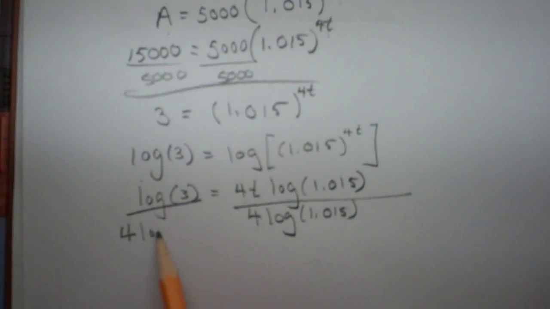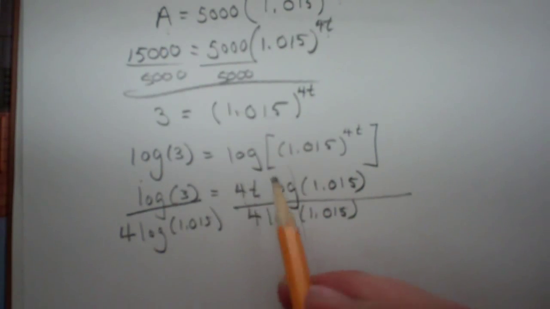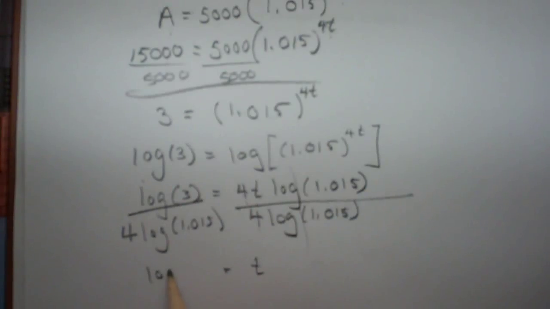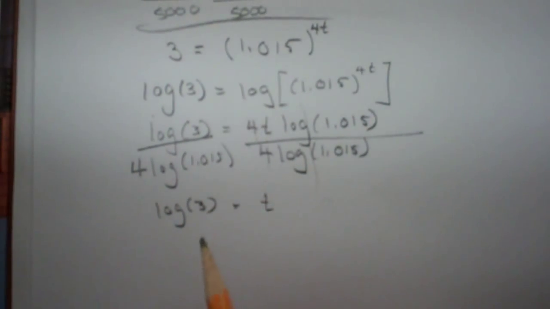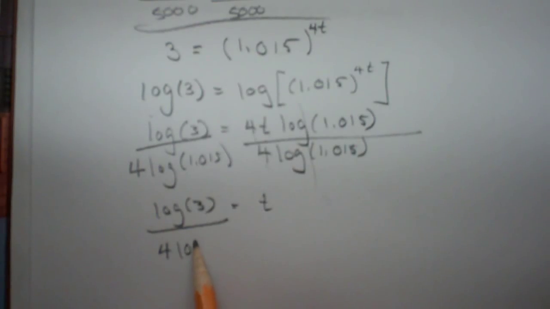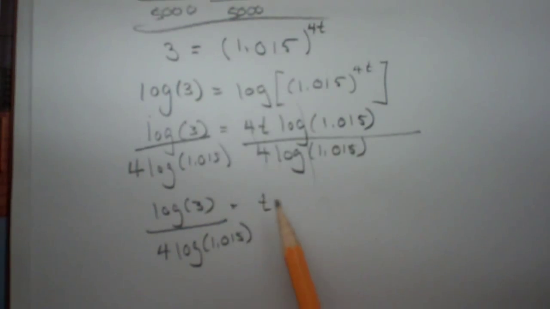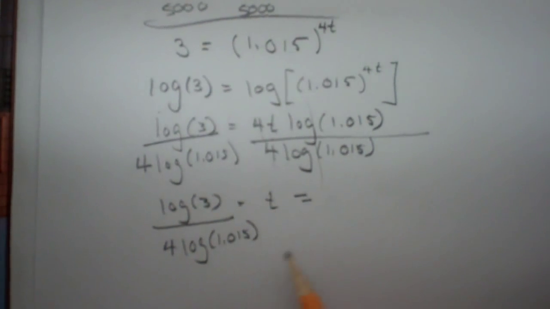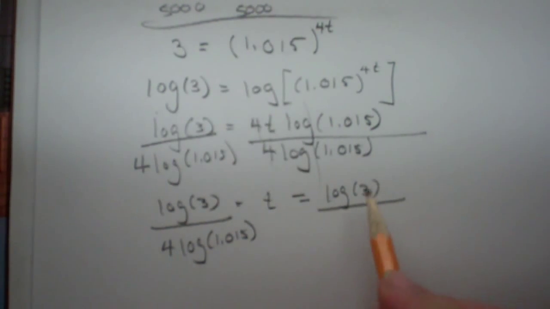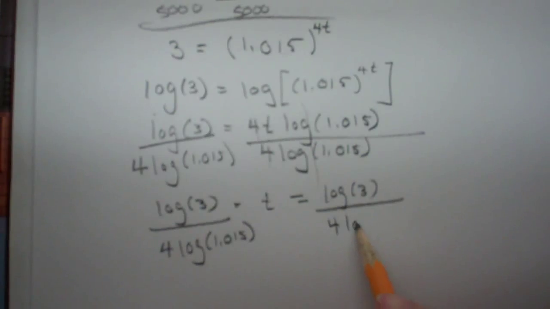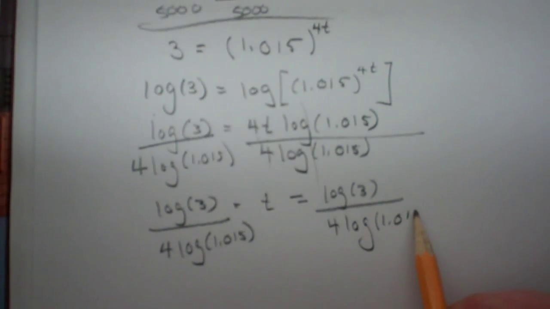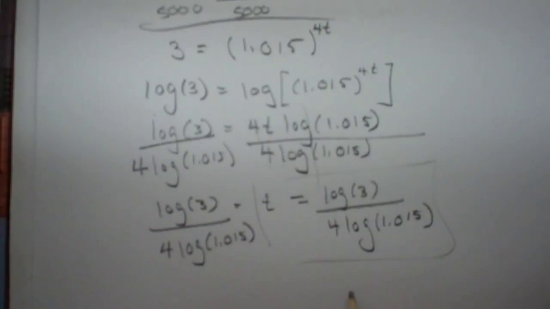So this is 4 times the log of 1.015. These guys cancel out. This t is what remains. So t is equal to the log of 3 divided by 4 times the log of 1.015. If you don't like having the variable on the right, you can always just put the equal sign and rewrite it. So this is the log of 3 over 4 times the log of 1.015. This is not necessary, but it's just something that people like to look at sometimes, so it's t equals something rather than something equals t. So here is our expression for what is t.